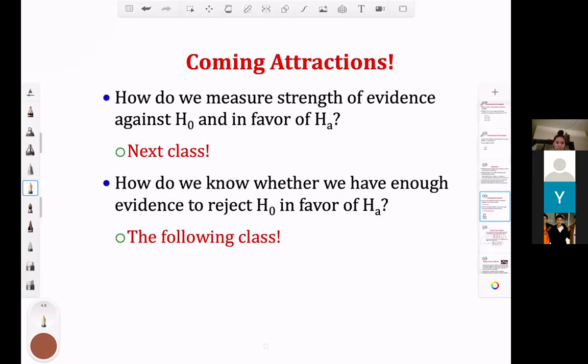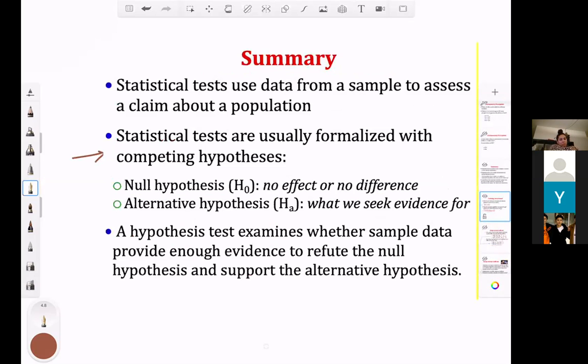How do we measure strength of evidence against the null and in favor of the alternative hypothesis? We're going to learn it next class. How do we know whether we have enough evidence to reject the null hypothesis in favor of the alternative hypothesis? Again, the following class. Don't think we are done. No, we have a few exercises.